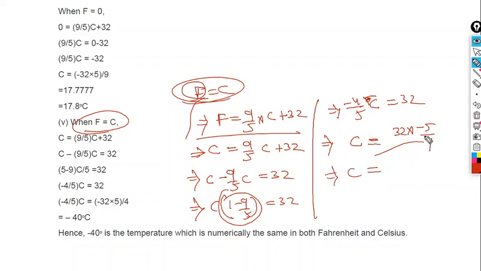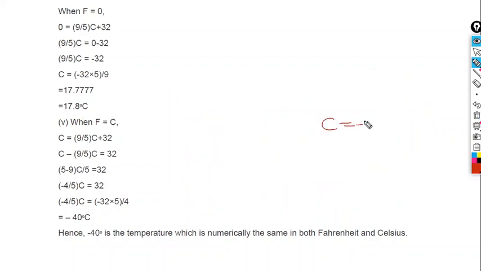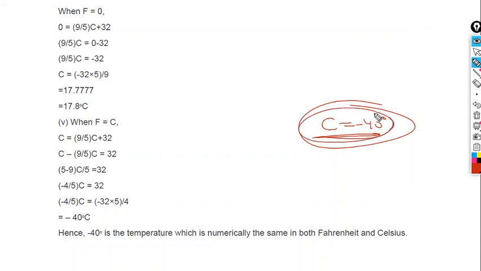Implies C equal to, we have transposed this as it is multiplied, we have transposed this to RHS here. Now C equal to 32, it will be cancelled. 8 into minus 5 is minus 40. So implies C equal to minus 40 degree. Okay, so what we got? C equal to minus 40 degrees Celsius.